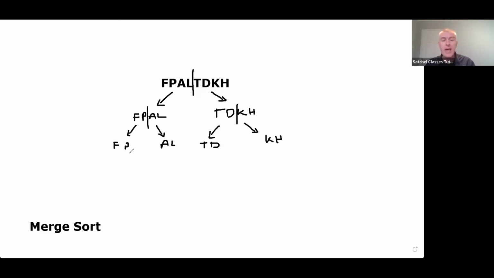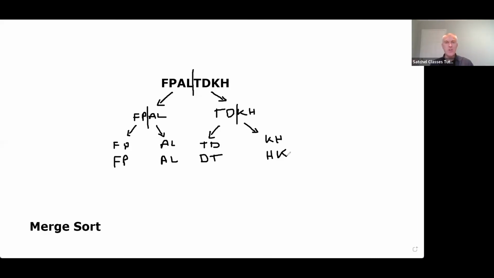we put these in alphabetical order. So FP are in alphabetical order already, AL too, TD isn't. So we have FP already in order, but we need to carry it down when we're demonstrating or writing out our result. But FP, and we also have AL in order, but TD isn't. So we're going to swap those around to be D, T, because D comes before T, and we have K and H. So we need to swap those around as well. So H, K as well.